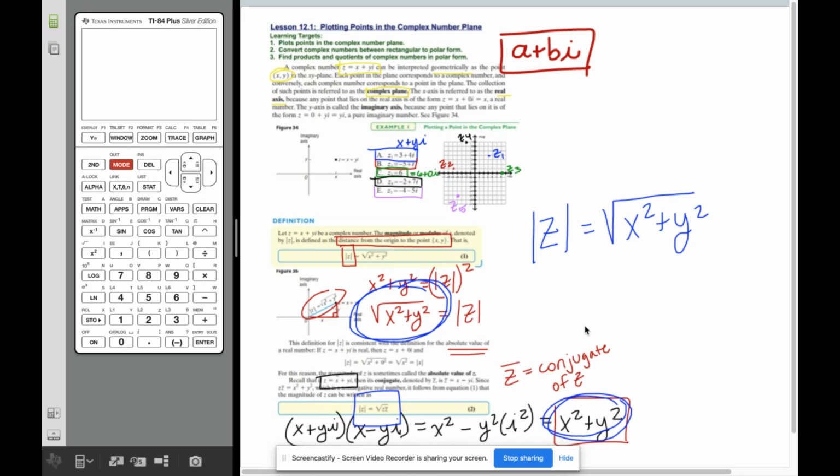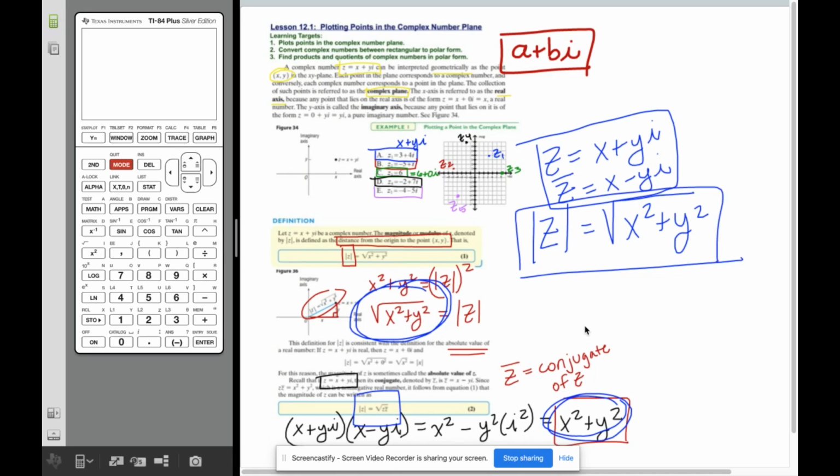Okay, that's always true. And then if this is z, x plus yi, and this is the conjugate of z, x minus yi, and if you took these two and you multiplied them together, you would get x squared plus y squared.